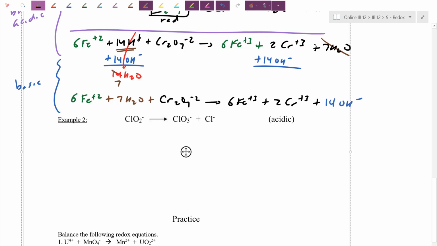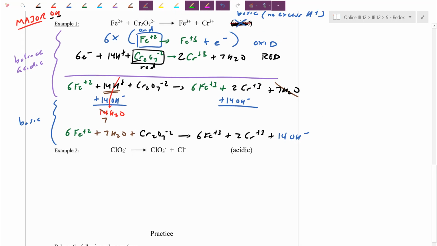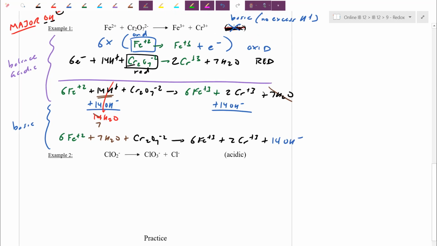So what's the total charge on the left? 6 times 2 is plus 12, minus these two here, the total charge is plus 10. On this side here, we have 6 times 3 is 18, plus these 6 here, so we have 24, minus these 14, plus 10, plus 10, plus 10, we should be good. Okay. So again, in IB, they typically won't ask you to balance in basic, but you see that it's not that much harder. It's just that one last step towards the end.